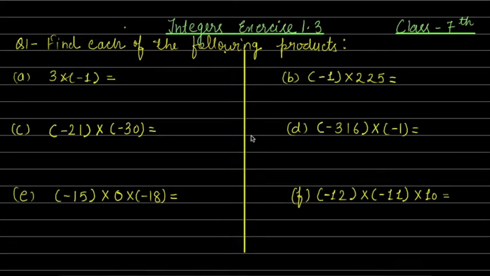In today's video, we will be doing exercise 1.3 of chapter integers. So let's begin with question number 1. Find each of the following products. Okay, so there are a few numbers given. You have to find the product. Taking the product is simple as we do in the traditional method. You have to be careful with the positive and negative sign.